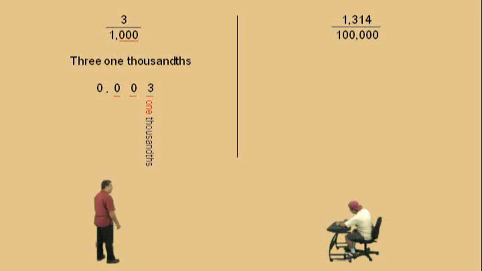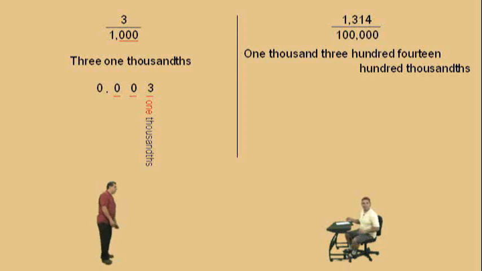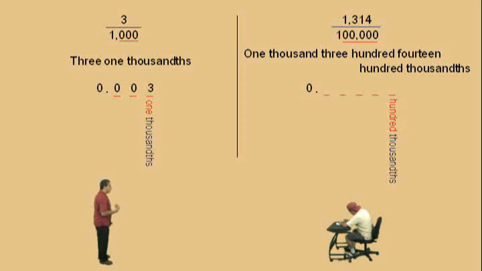Okay, Charlie, let's do another one. How do you say this fraction? 1,314 100,000ths. Very nice there, Charlie, that's correct. Okay, how many zeros do we have? 5. That's right, so we have 5 place values. And notice our decimal will terminate in the 100,000ths place.